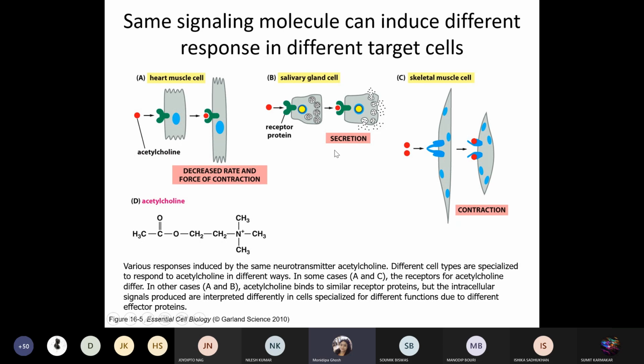The same acetylcholine, when it acts over the cell surface receptor of the skeletal muscle, helps them to contract. Skeletal muscle contraction is another methodology from the way the heart muscle acts. The mode of action is slightly different. So the chemical signaling molecule is the same, but if the target cell is different, its receptor is also different, so they can act differently in different manners.